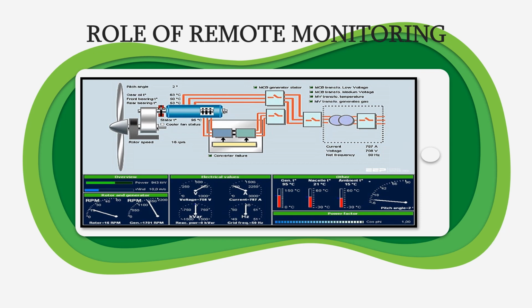Remote monitoring can detect problems such as equipment malfunctions, imbalances, and component wear, and alert the maintenance team to address the issue before it leads to costly downtime or safety hazards.